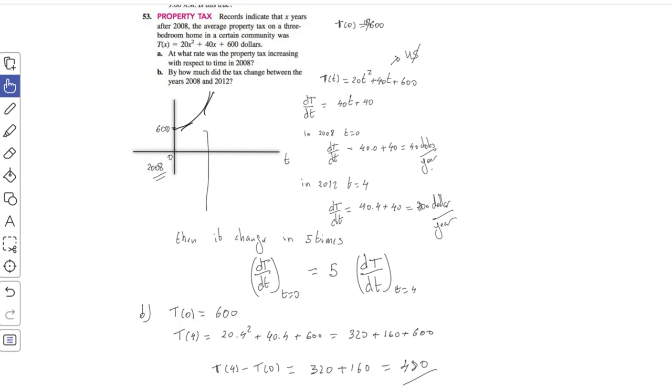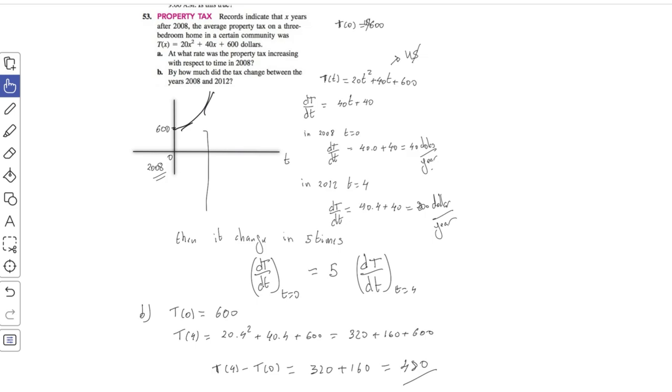So what is the derivative of T with respect to the time? T of t is 20t squared plus 40t plus 600. What is the change per unit of time of the property tax? Well, if you take the derivative, it will be 40t plus 40. In 2008, the slope is 40.